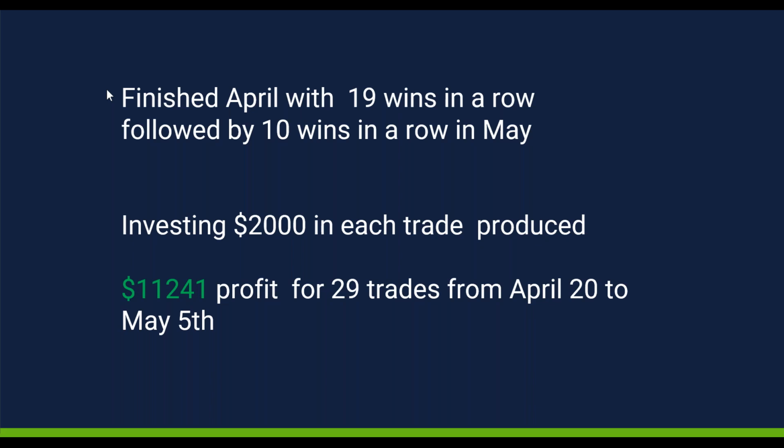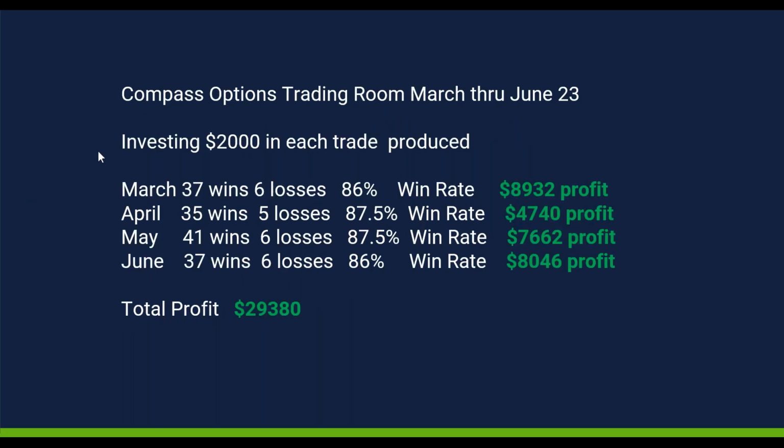actual system. So just so you know what we're looking at, my best run of the year so far was the 29 wins we had from April through first part of May. And that particular set of wins, if you invested $2,000 in each trade, and that's an arbitrary number, it produced a little over $11,200 in profit. That was from April 20th to May 5th, 29 in a row. A really good run of trades.